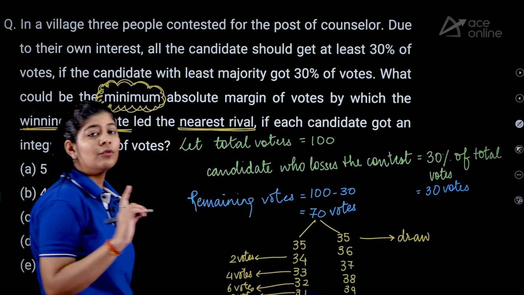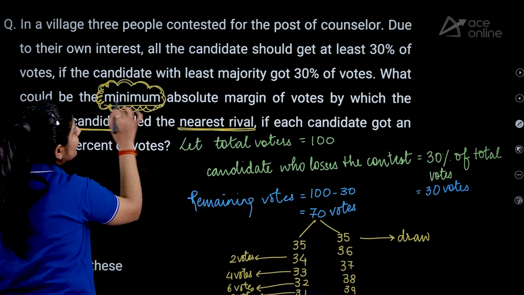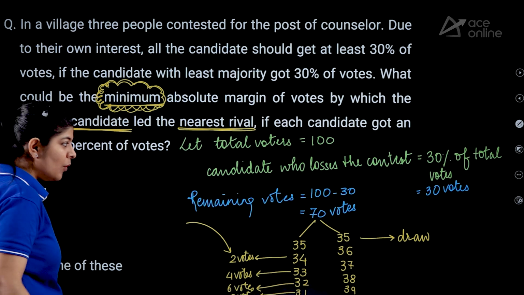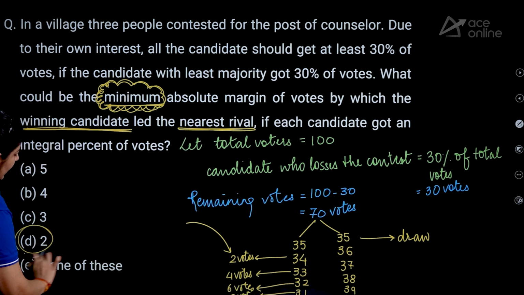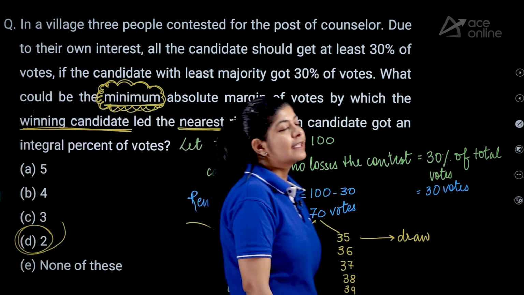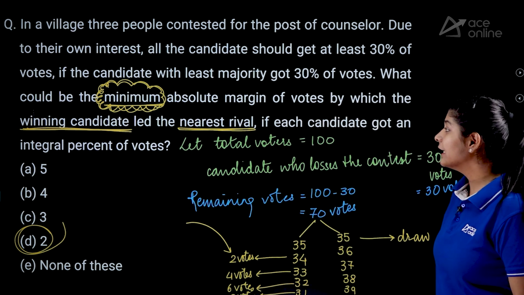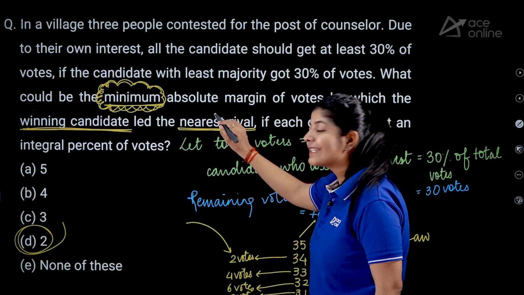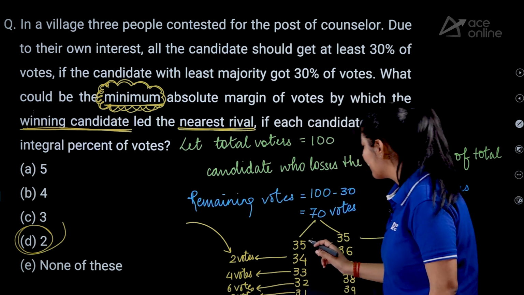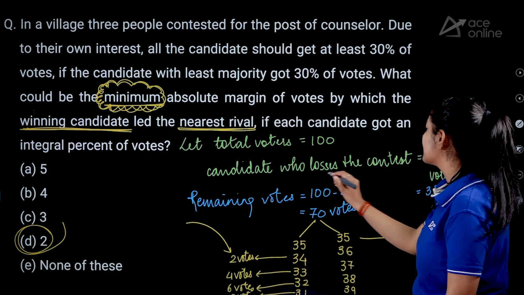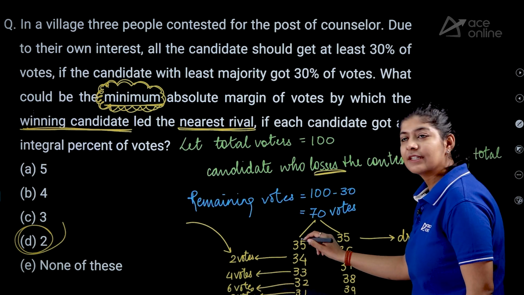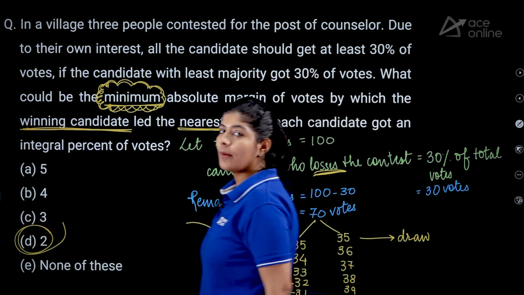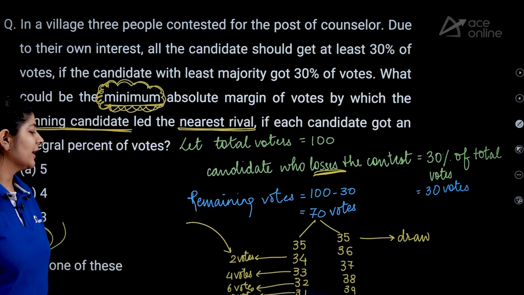But what we have to do is focus on the minimum absolute margin, and the minimum value that we are getting over here is 2. So that's why the correct option over here is option number D. We have to focus on the minimum absolute margin with the nearest rival. So he is the nearest rival, not this one, right? So the correct answer over here is option number D.